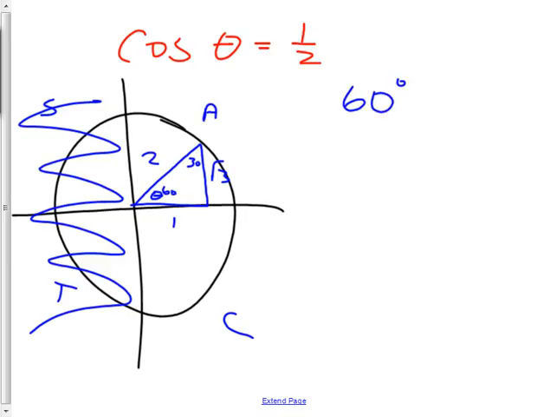And is 60 the right answer? Yes, it is, because I'm in this quadrant. I don't need to go all the way around to get there. That's where I started the triangle in the first place. So it's from here to here, 60. All right.